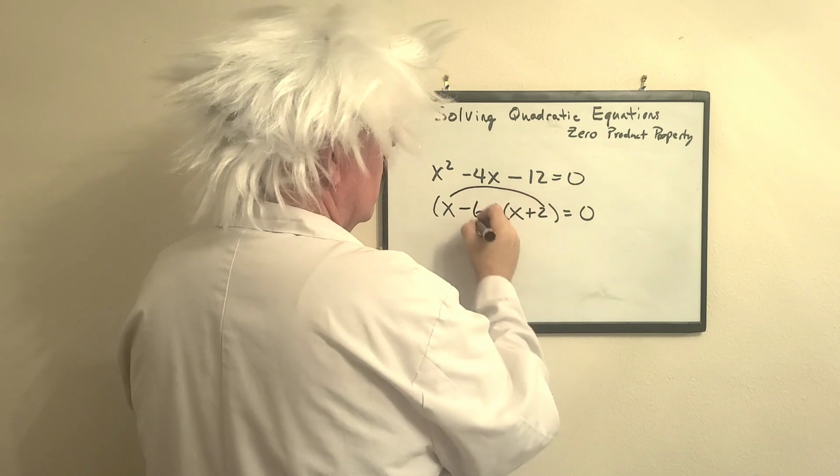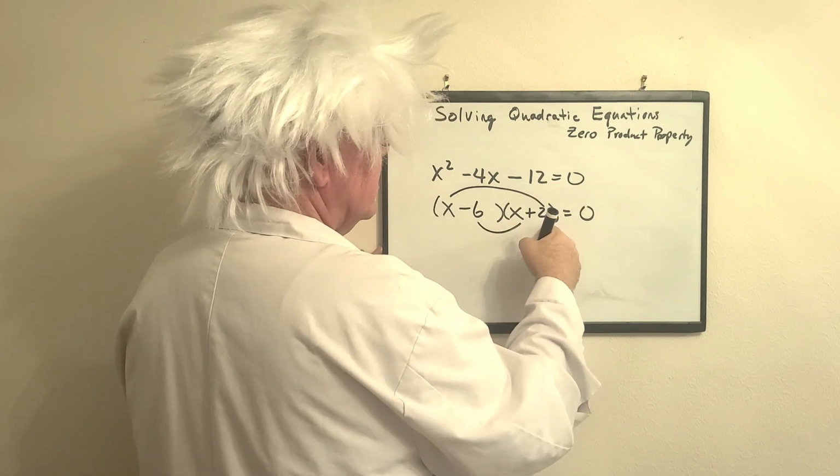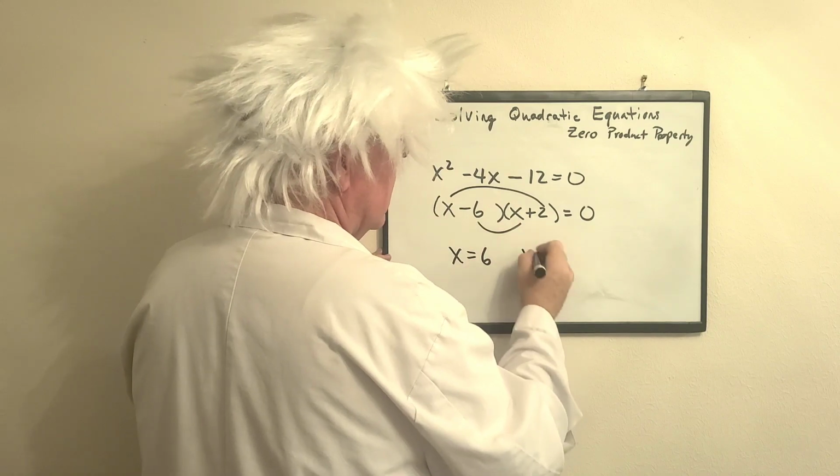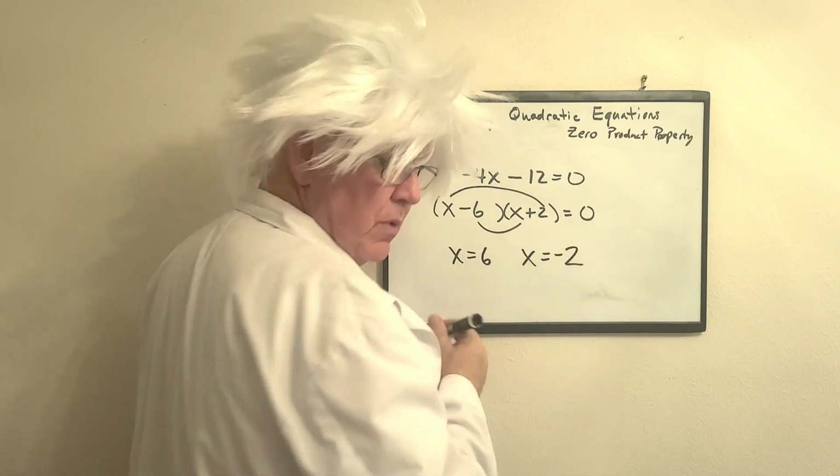Because negative 6 plus 2 is negative 4. So the opposite of negative 6 is 6, and the opposite of 2 is negative 2.